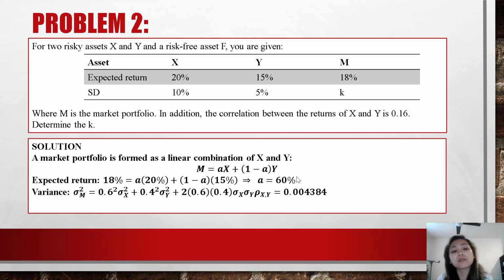And for the variance, we get sigma squared M equals A squared sigma squared of X plus (1 minus A) squared sigma squared of Y, plus 2 times A times (1 minus A) times sigma X times sigma Y times rho XY. Here, 0.6 is A. Sigma squared of X is 10% squared. Sigma squared of Y is 5% squared. The weight of Y is 0.4, so this is 0.4 squared. And rho of X, Y is 0.16. From here, it's very easy to calculate the variance because all of this information is given. Then we take the square root of the variance in order to find the standard deviation. So the standard deviation here is 6.6%.